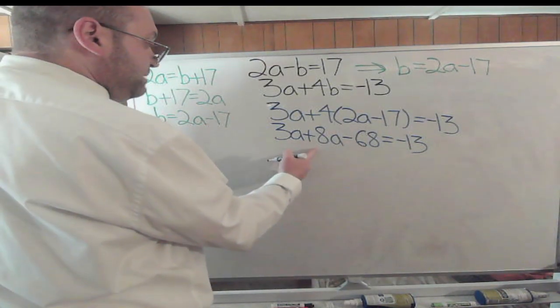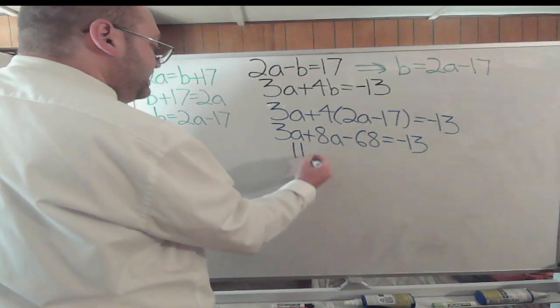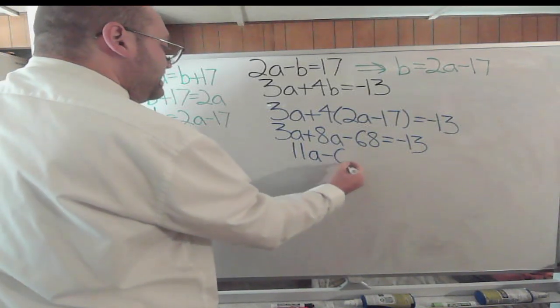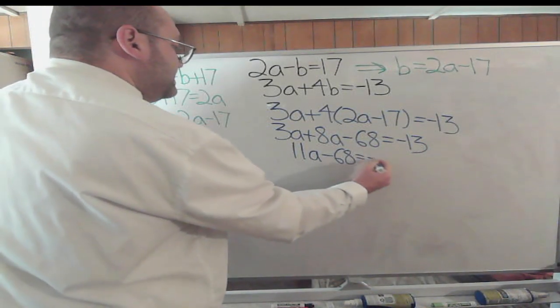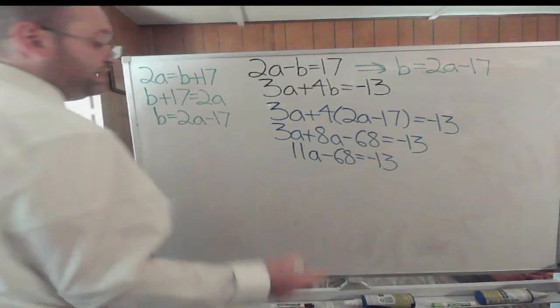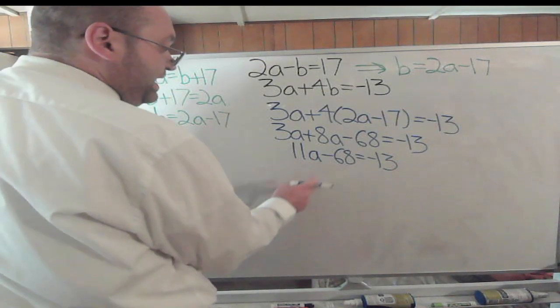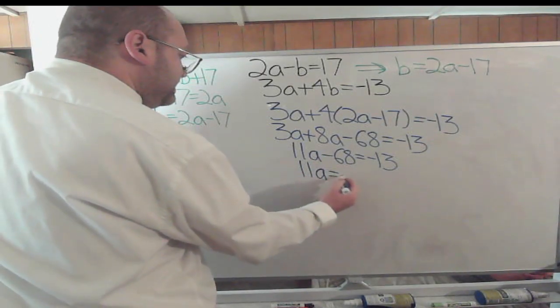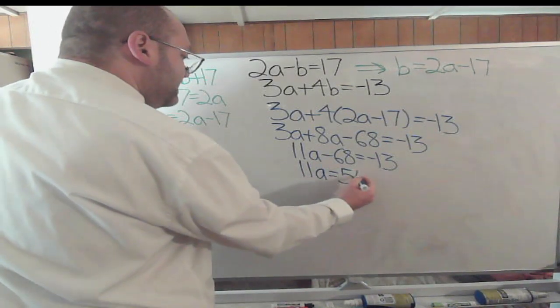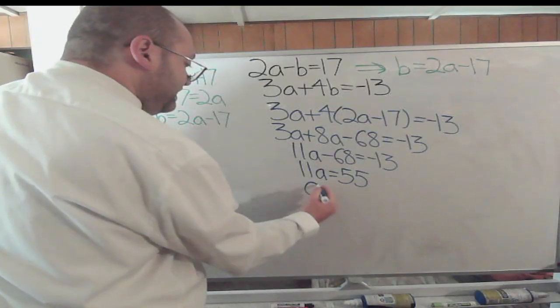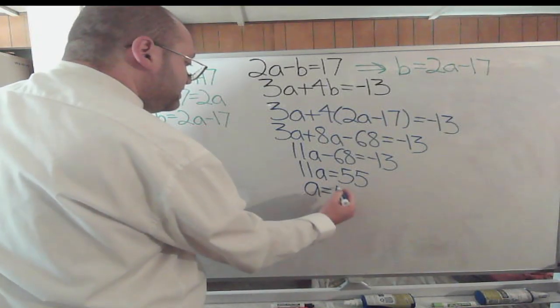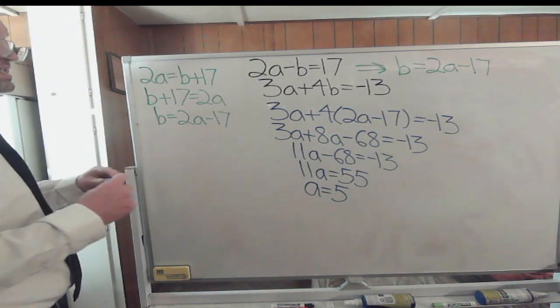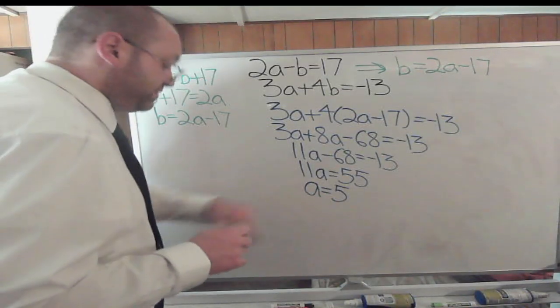So 3a plus 8a is 11a. I end up having 11a minus 68 equals negative 13. And then I want to get the 11a by itself, so I add 68 to both sides. That would make it 11a equals 55, which means a can only equal 5. So my a coordinate for this line of intersection is 5.